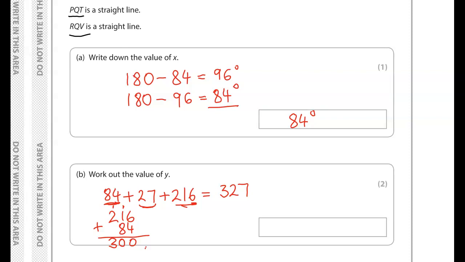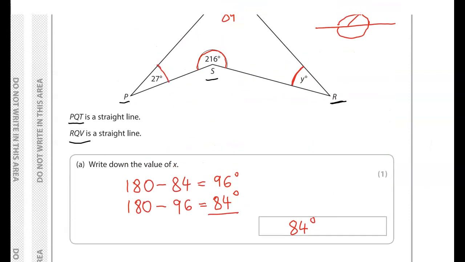We're going to take it away from 360 as we said earlier. So 360 take away 327. So we've got to take away 7 from the 0. That means we're going to have to borrow 1 from the 6 to make it 5, and this becomes 10. So 10 take away 7 leaves me with 3. 5 take away 2 gives me 3. 3 take away 3 gives me 0. So 33 degrees would be the answer here. That's what angle y is equal to.